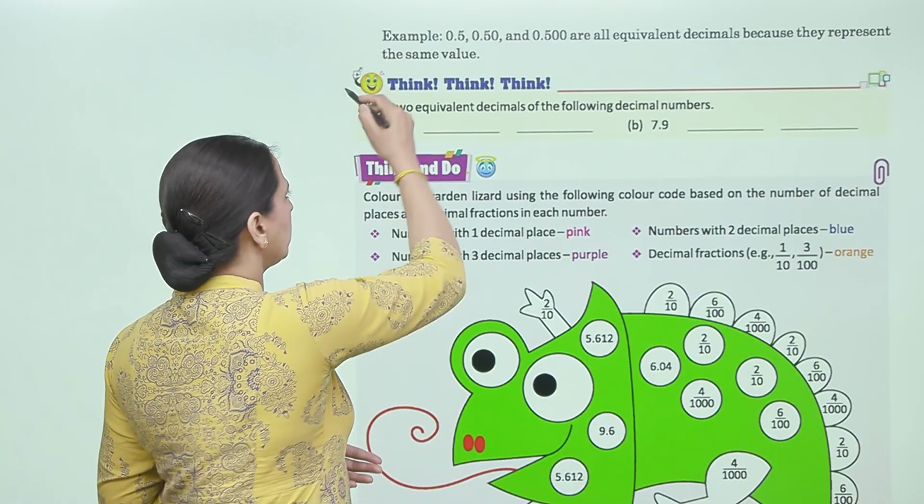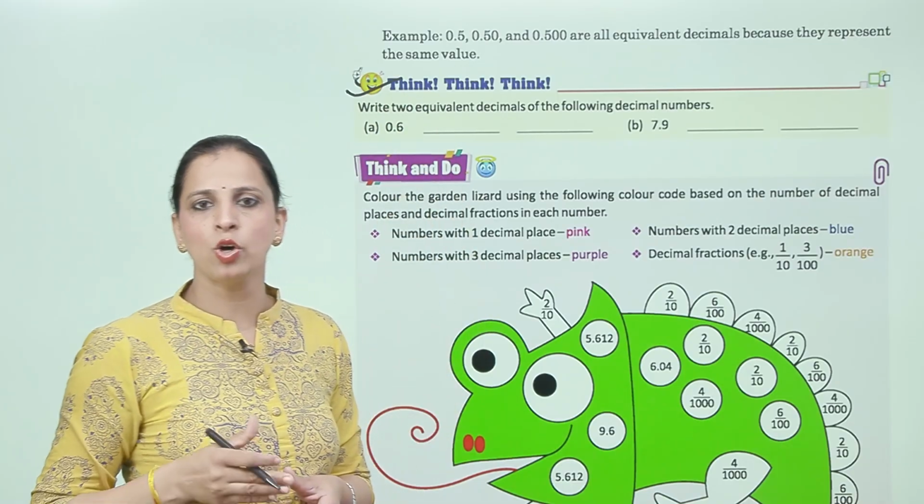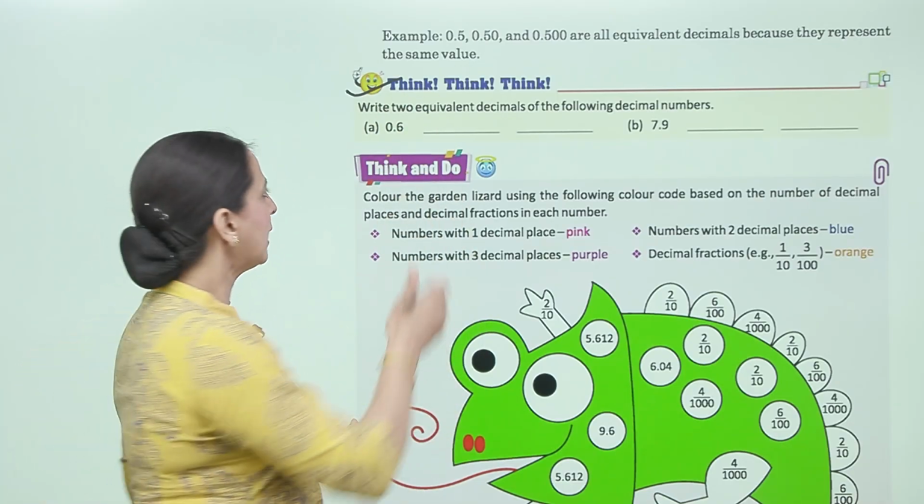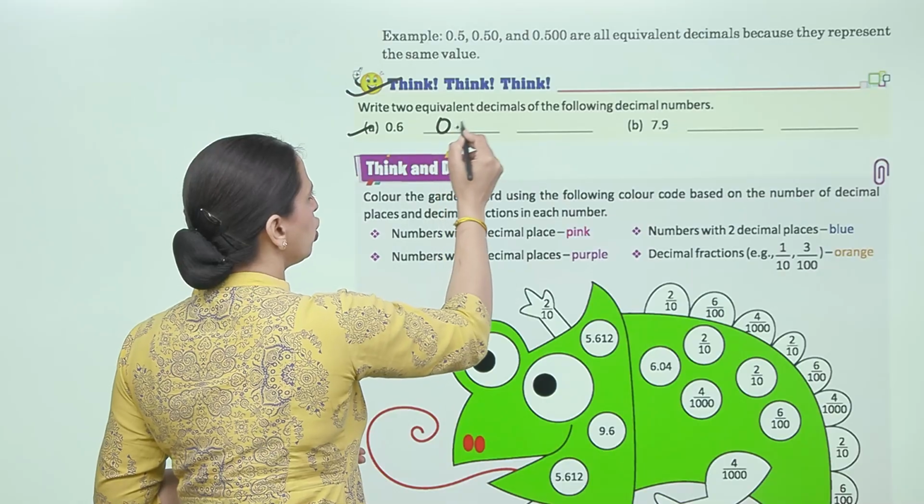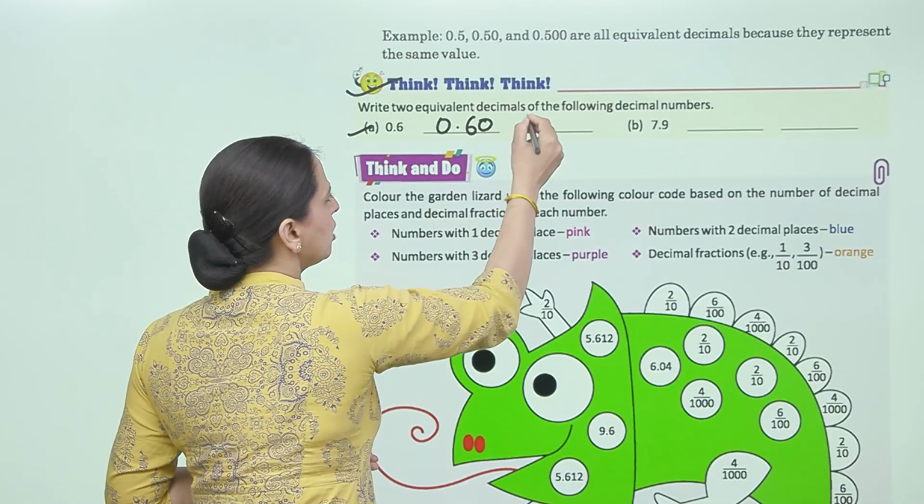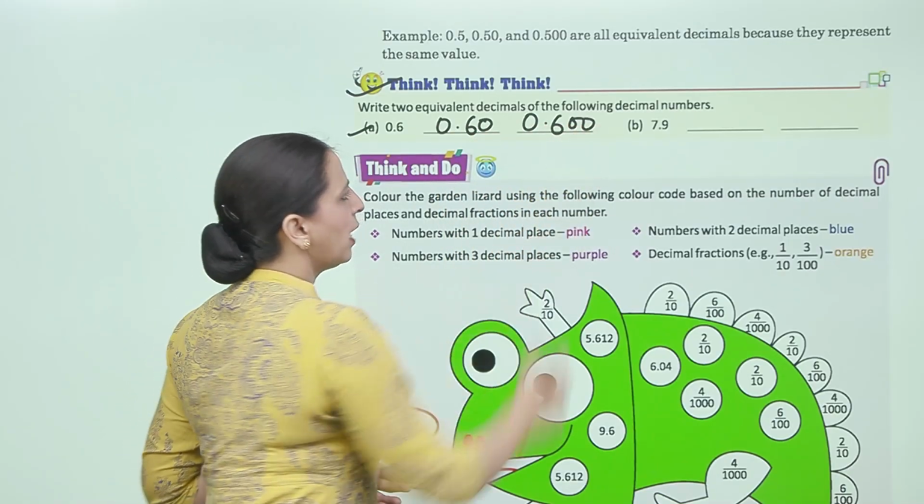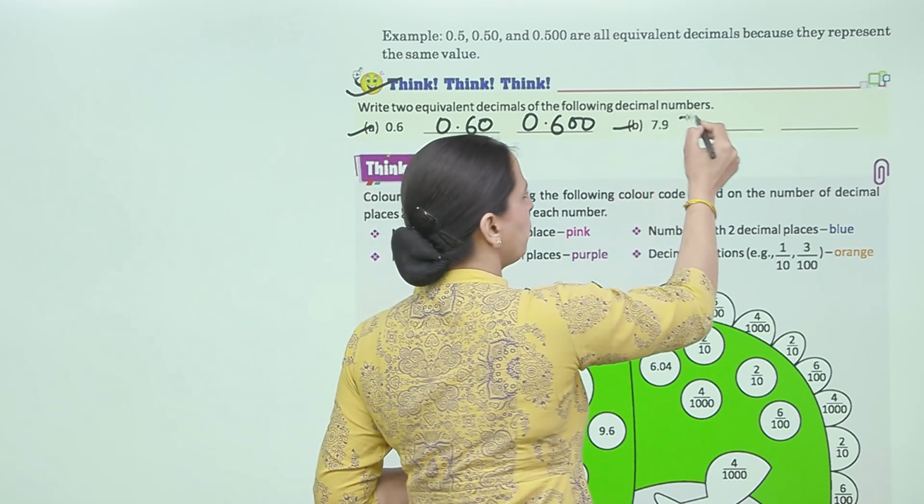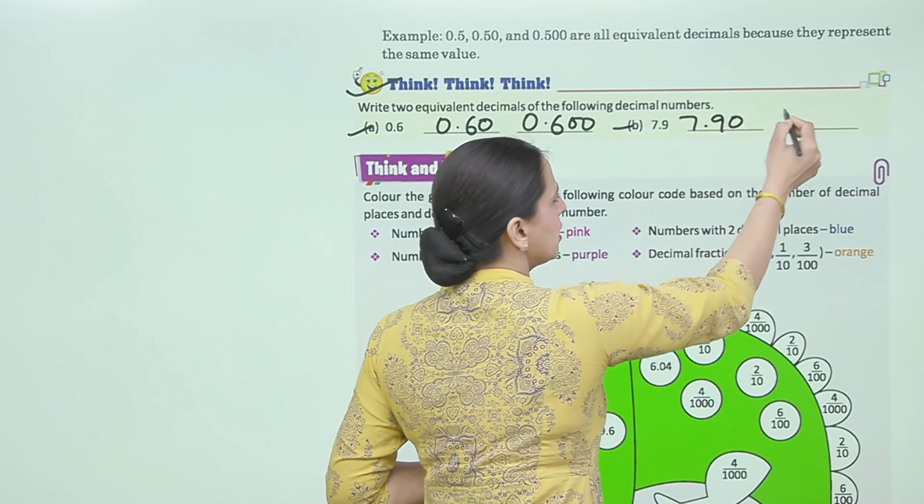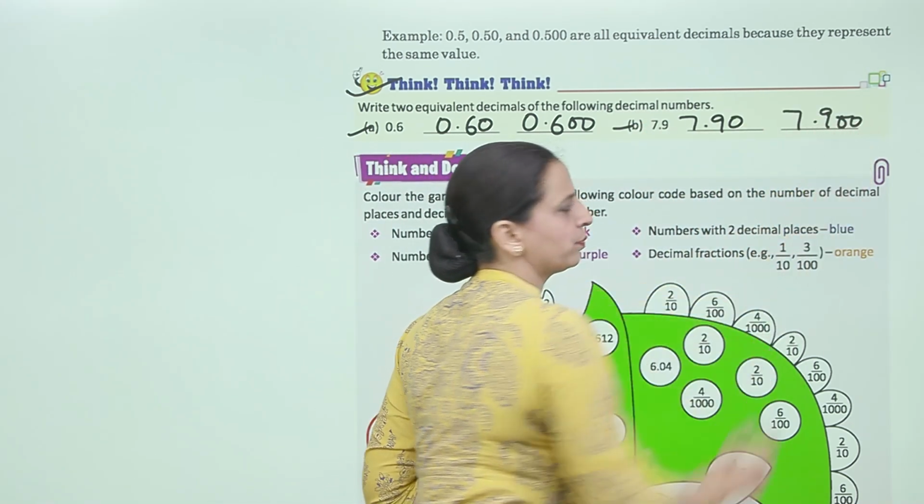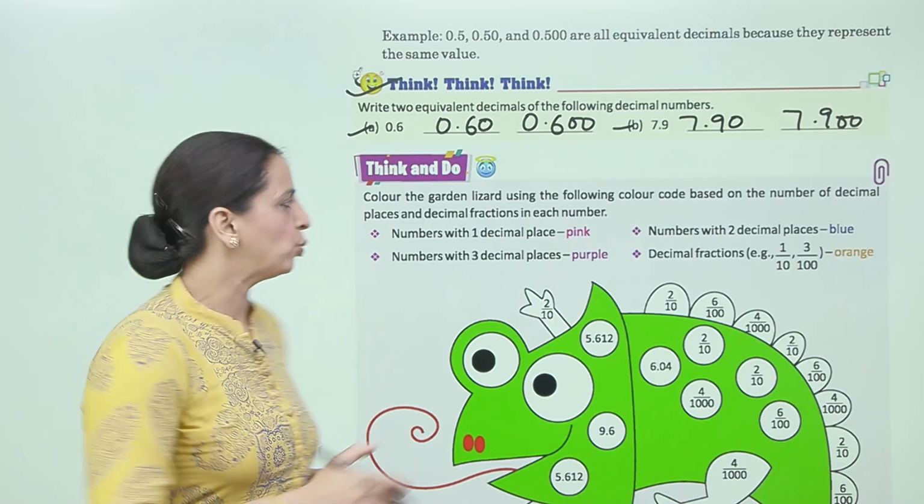Now think. Write 2 equivalent decimals of the following decimal numbers. That is, A is 0.6: 0.60 and 0.600, and 7.9: 7.90, 7.900.